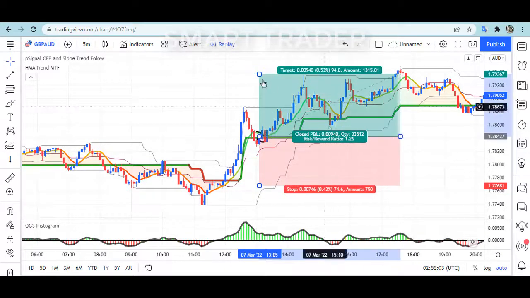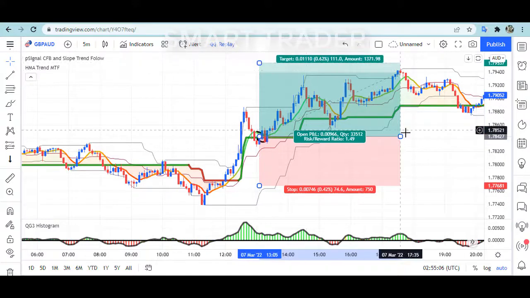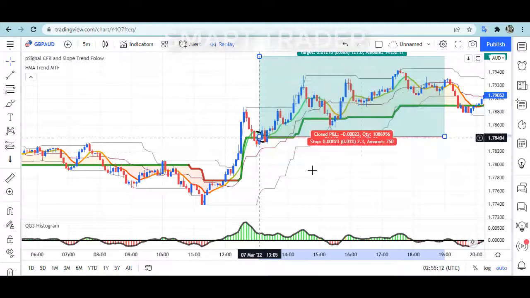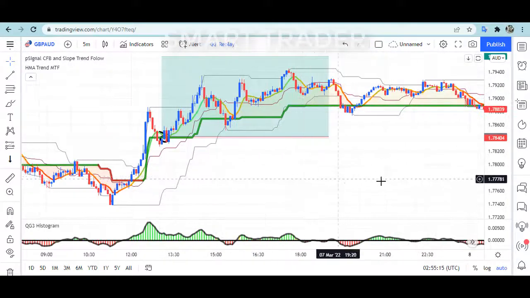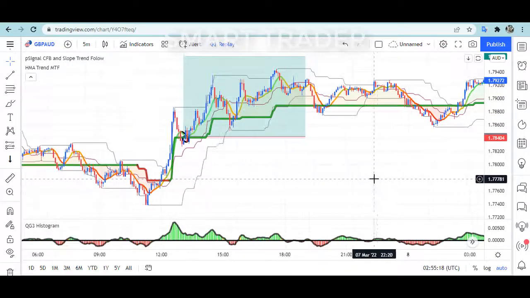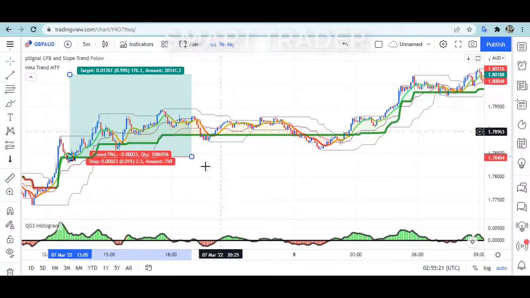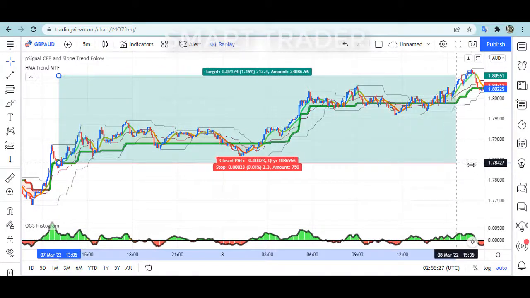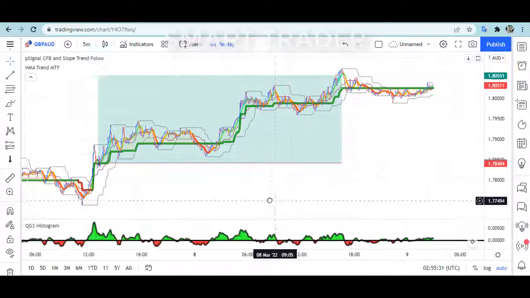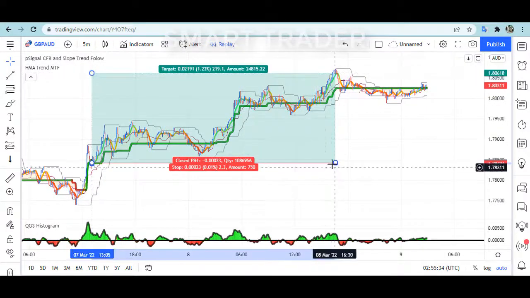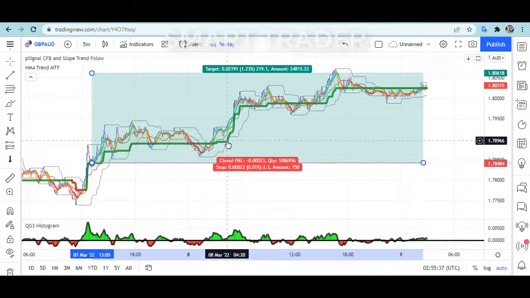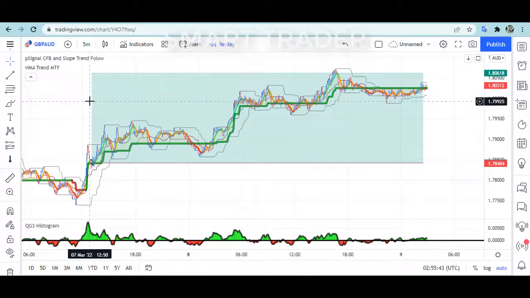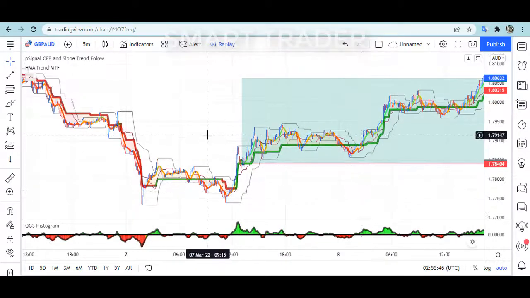This is a swing trade, so whenever the price moves into the risk and reward ratio, you can move the stop loss to break even, and we hold the trade until the trade premise is no longer valid. As you can see here, we can hold the trade for a long time. Okay, until the slope trend turns from green to red, we close the trade. Okay, I hope you understand the buy trade.